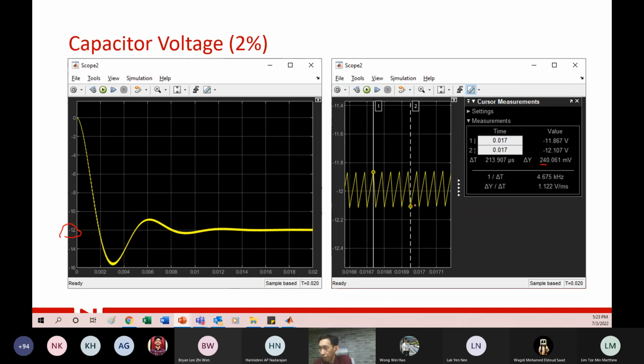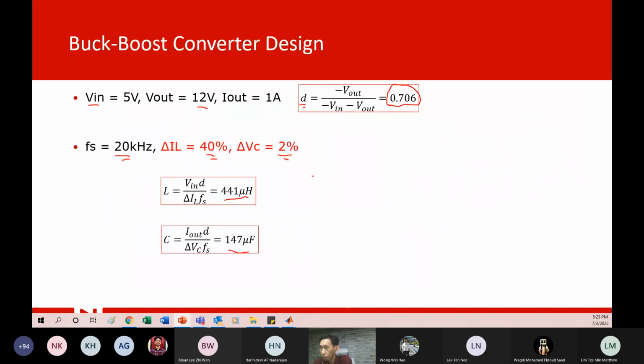Of course, in real design, like I said, you can never get the value of 440 microhenry. You can only get 330 microhenry in the market, and I think the nearest should be 470. For the inductor, 33 or 47. And of course, for the capacitor, you can only get 100.